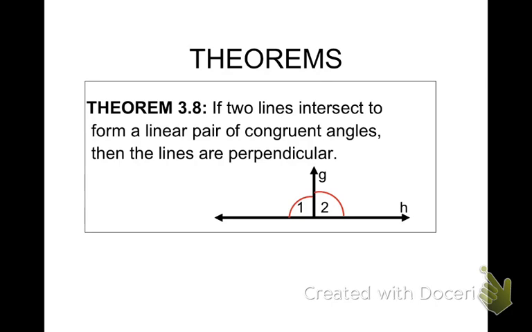What does linear pair mean in that? Linear pair is anytime you have two angles that are adjacent and make a straight line. So that would be a linear pair. This would be a linear pair. This would be a linear pair. So angle 1 and angle 2 are linear pairs. When those two angles become the same, they become right angles, which means that they would be perpendicular.